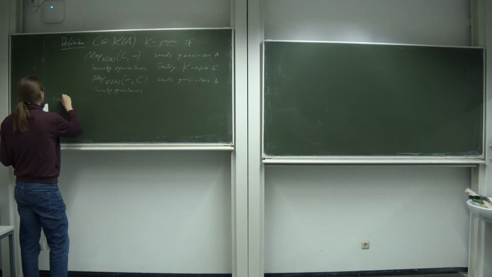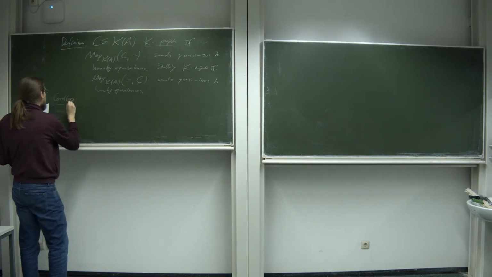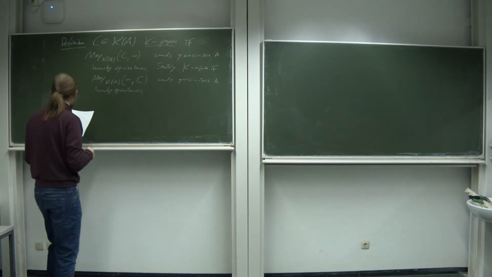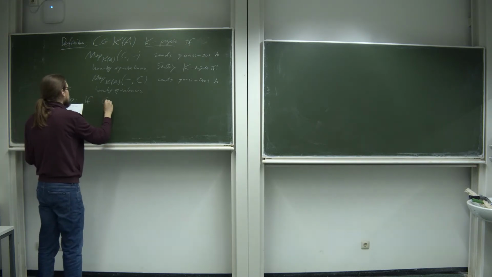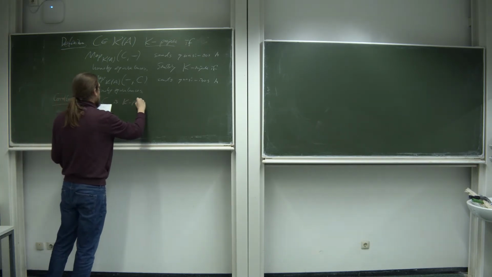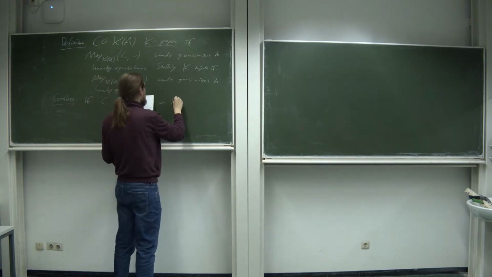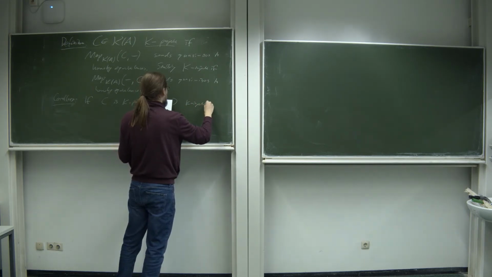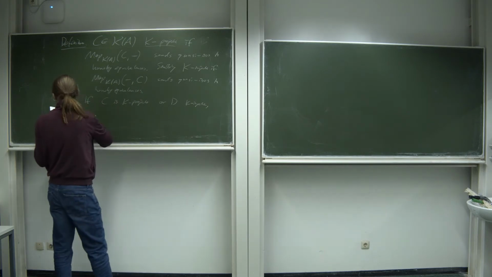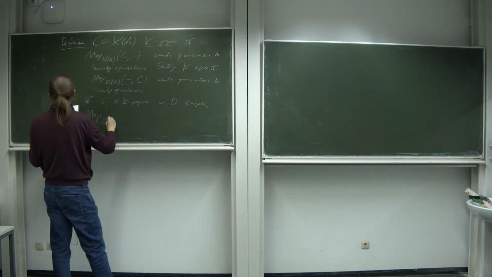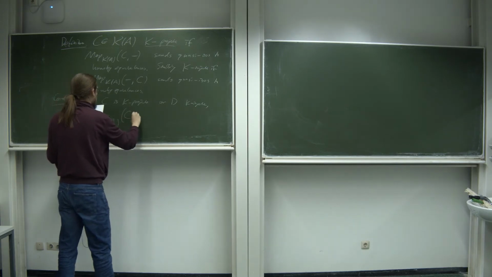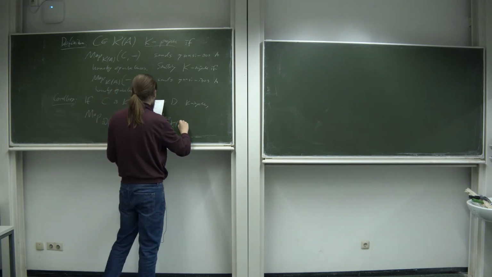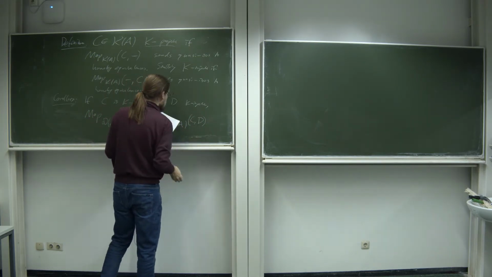And as a corollary to the colimit formulas that we saw previously, we see that if C is K projective or D is K injective, we actually have that map dA from C to D is equivalent to map Ka C to D.